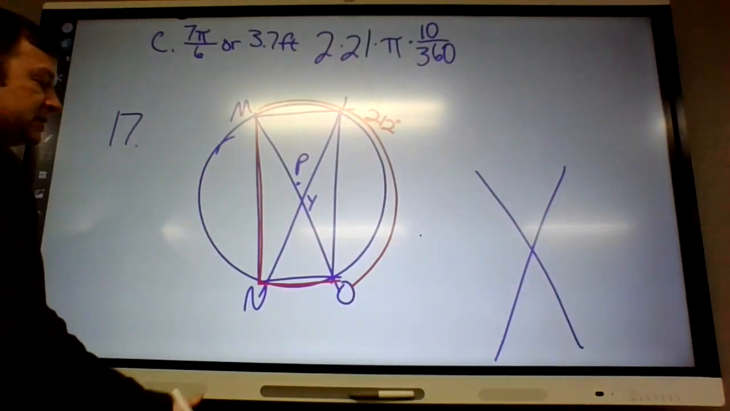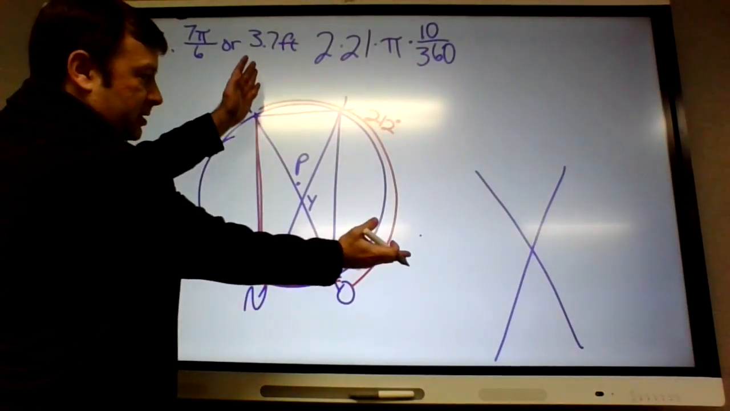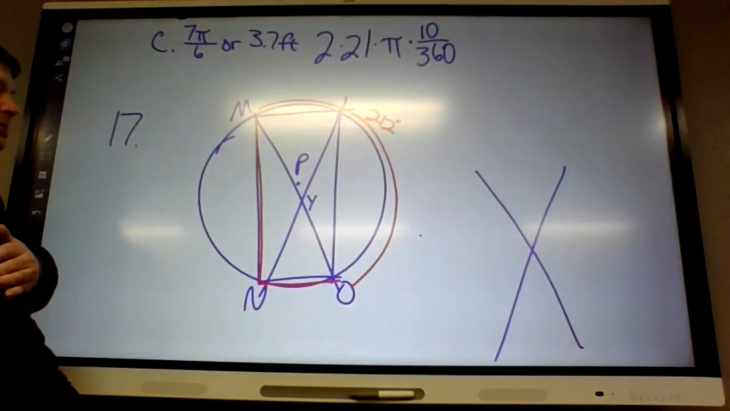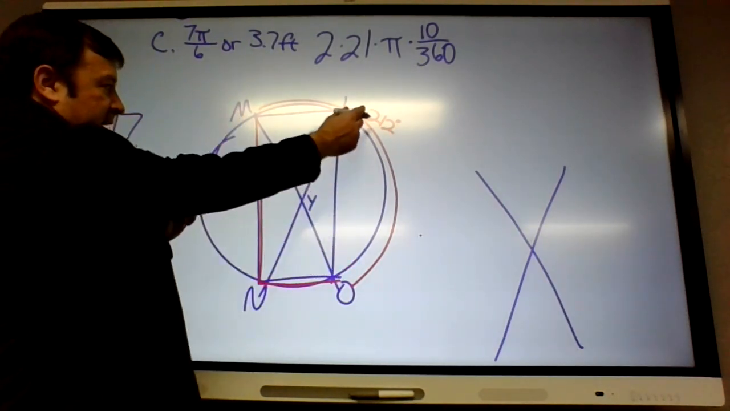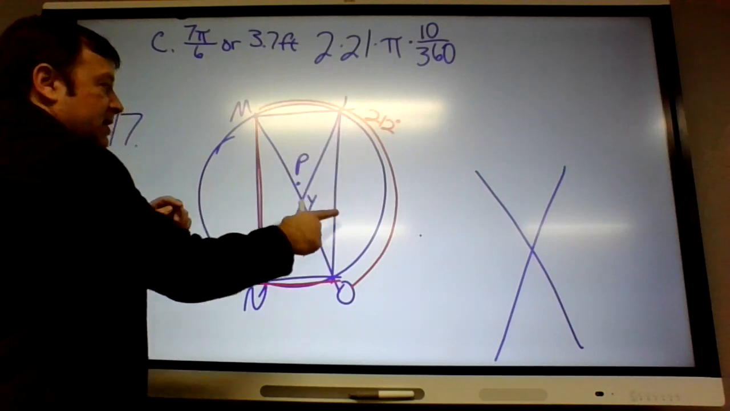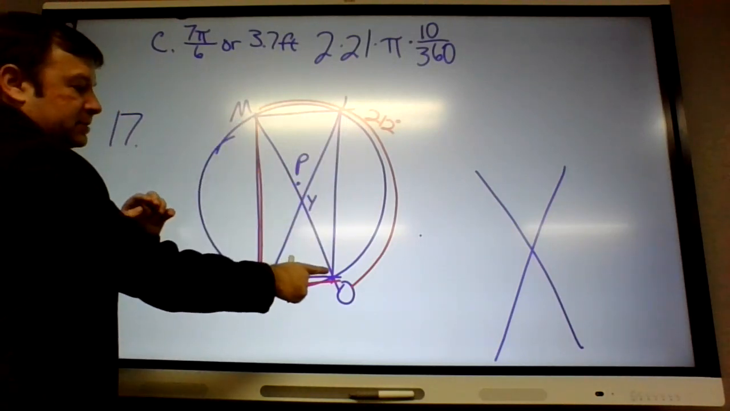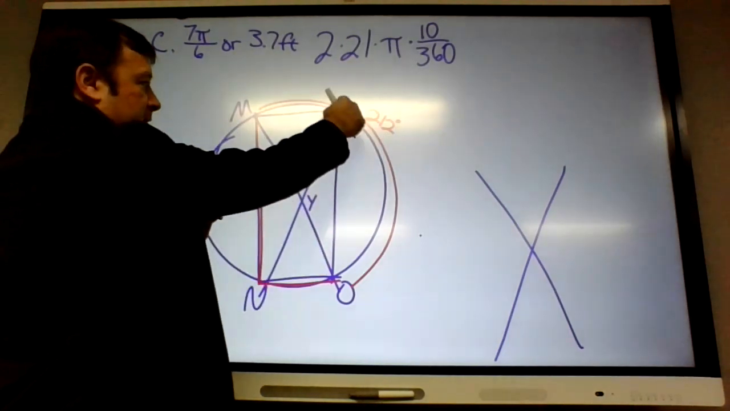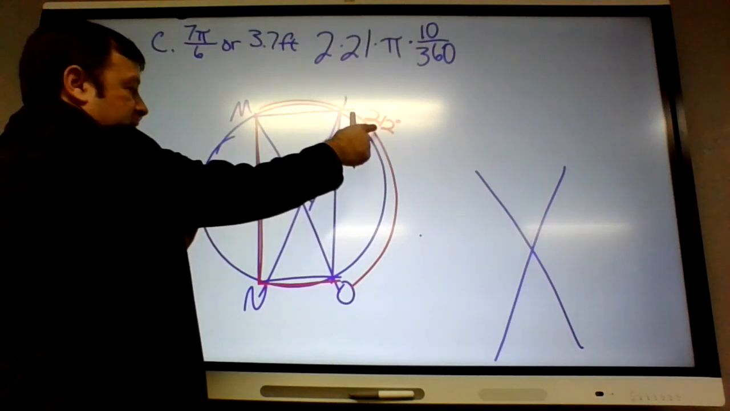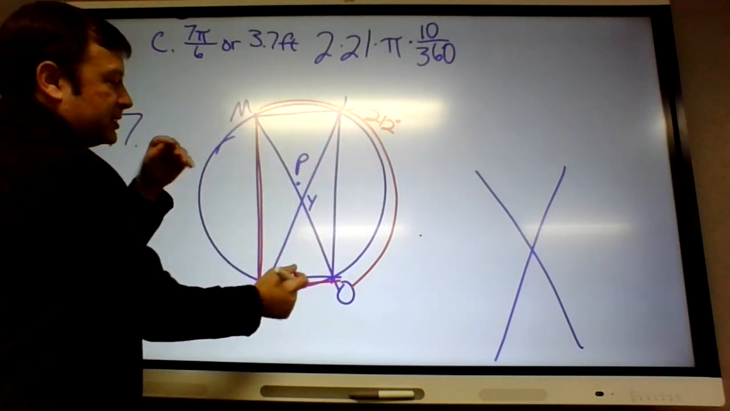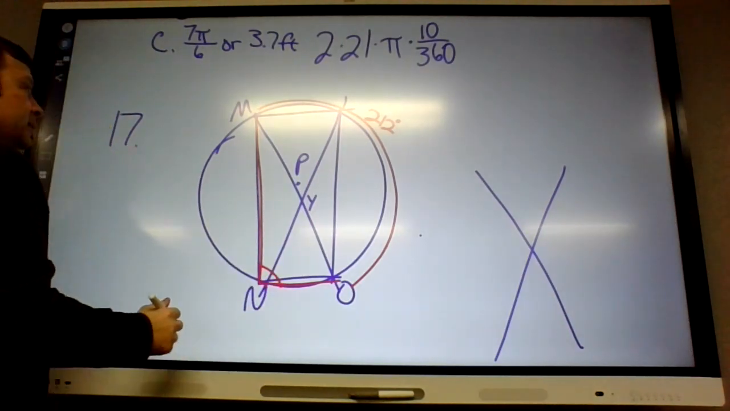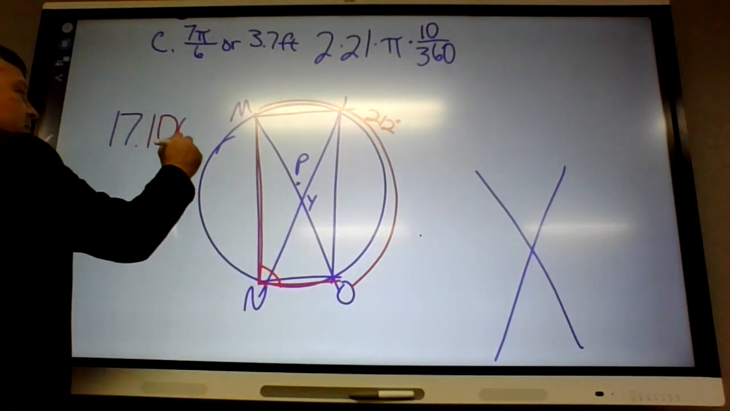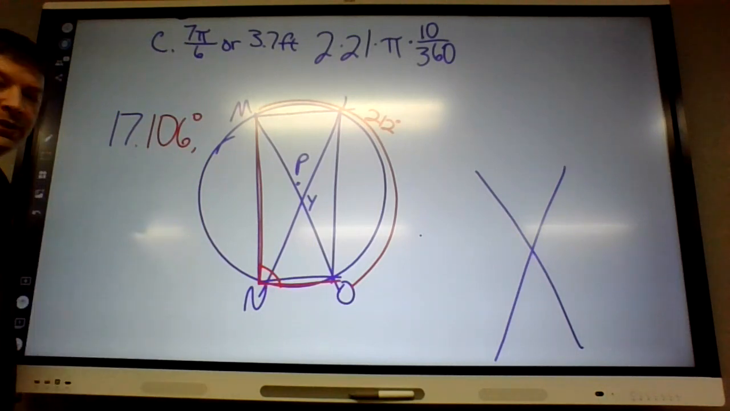MNO. Does this angle intercept this arc? Yes, it does. It's an MNO, so it's going to be half of 212. This is not a diameter. If it was, this would be 180. But it's bigger than 180, 212. So 212 divided by 2 should give us that. Now they do ask 2 questions on this one.